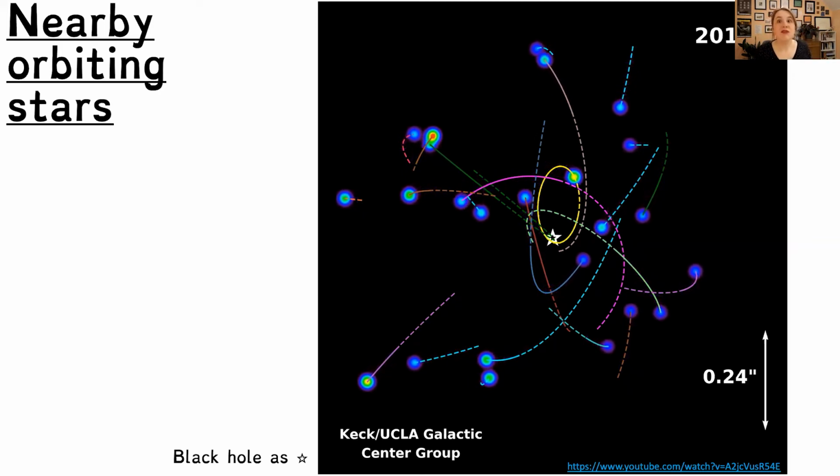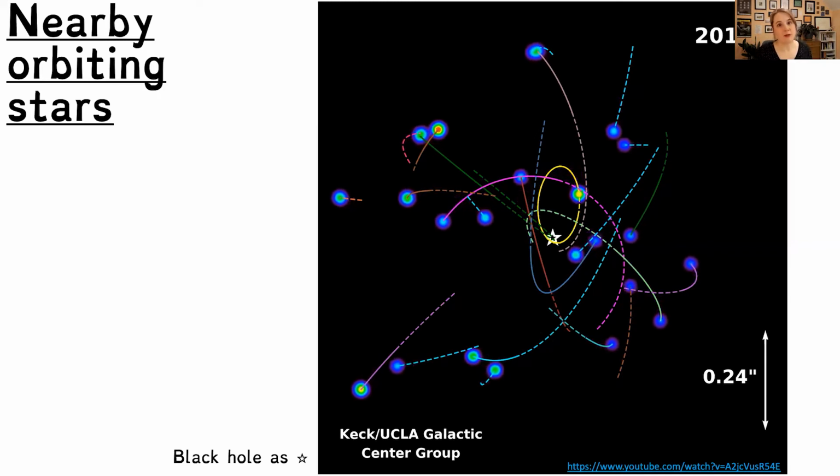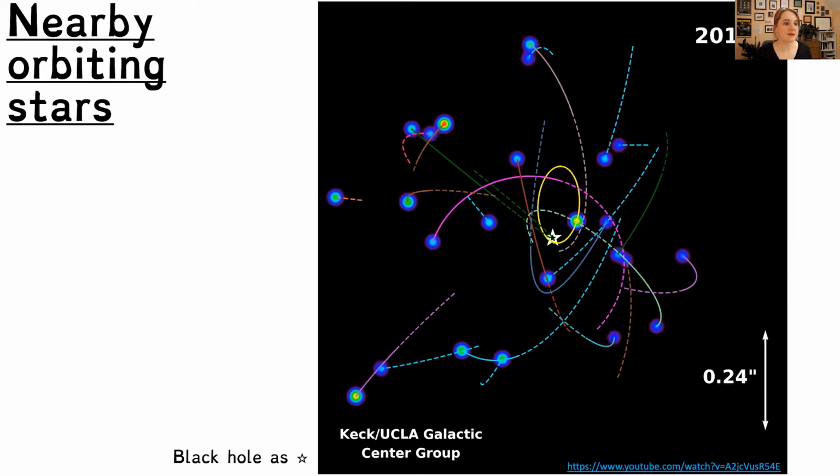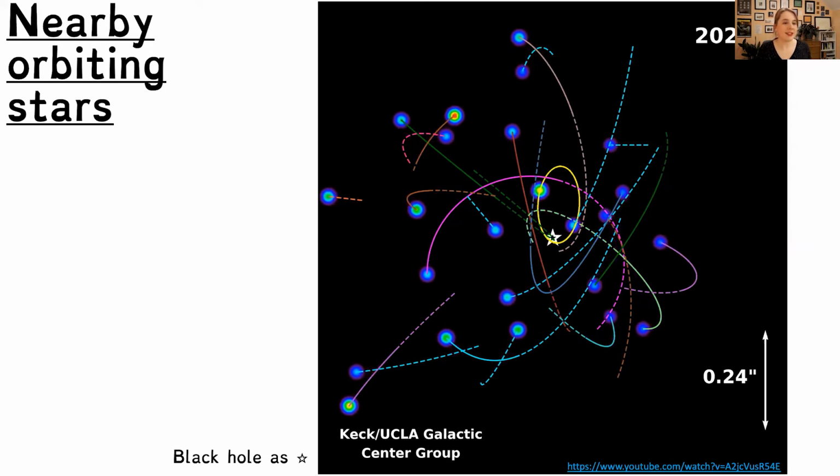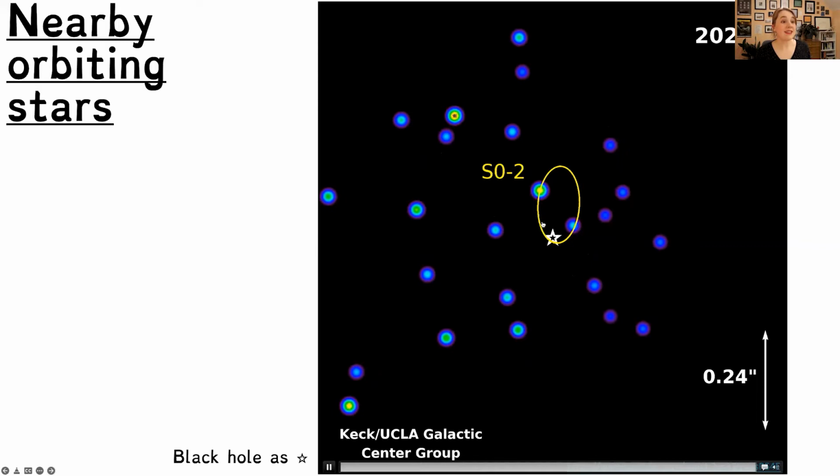And some of them are very clearly being slingshotted around. 2015 and 2020. So we see this one star in particular has been able to make almost two full orbits around this point at the center. And there's nothing coming from this point in the center. The white star is just for our eye, but there's no light or signal of any kind coming from right there in this image.